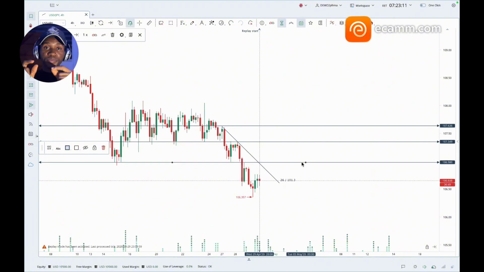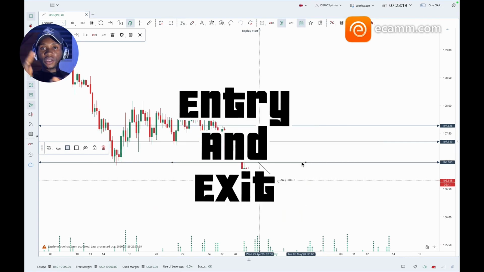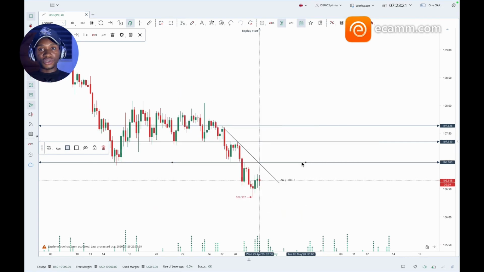You might be wondering what I'm doing right now. The main strategy is market structure, area of value, entry and exit. We already know our market structure, which is a downtrend. Now I'll get to our area of value. Where are the areas that we're going to focus on? These are the important zones I marked out here.